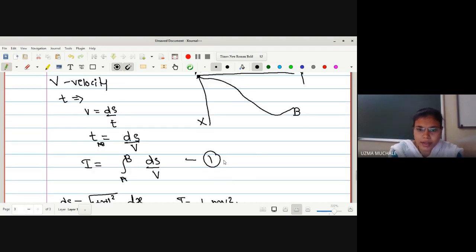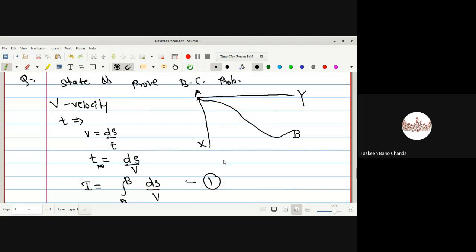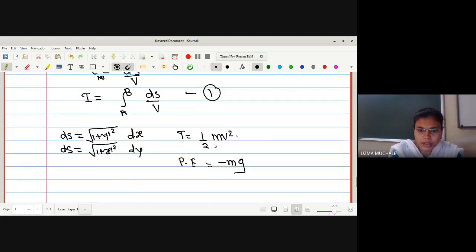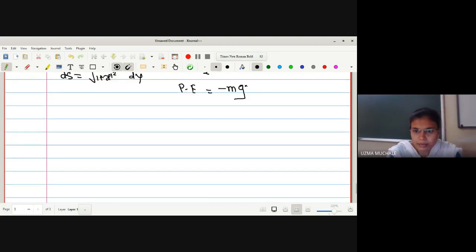What is the height in this case? As we have taken in y, x is nothing but x, no? It is falling in this way. So what is the height? This is nothing but your x. So the potential energy is minus mg into x.